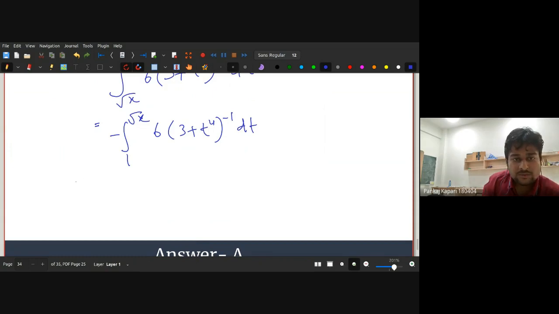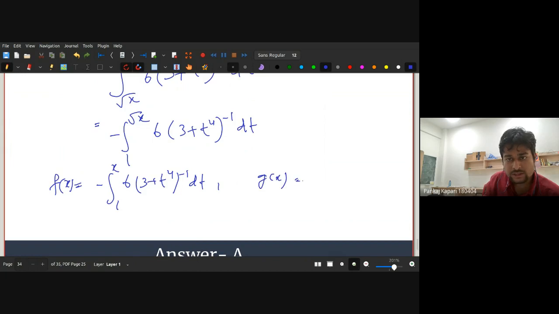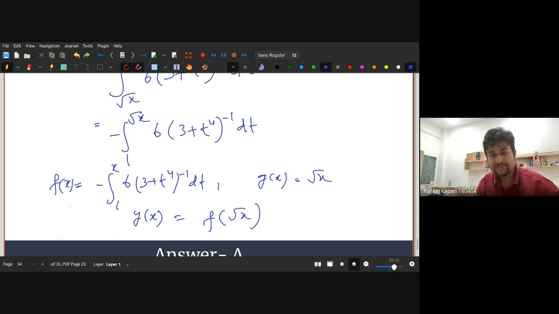Okay, again we can realize this y as a composite function, right? So let me write f of x as minus integral from 1 to x of 6 times t to the power 4 inverse dt, and then g of x as under root x. So now we can see that y of x is just f of under root x, because if you put root x instead of this x, then you will get your function y. So it's a composite function. So root x is g of x. This is just composition.